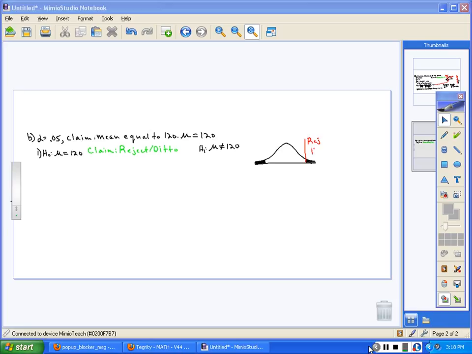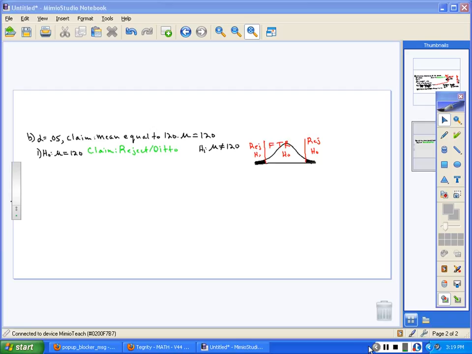I'm just going to go with reg, which means reject H0. And then on this side, it's the same thing, reject H0. And the middle is fail to reject H0, which I'm going to abbreviate to FTR H0. Okay, so that's step one.